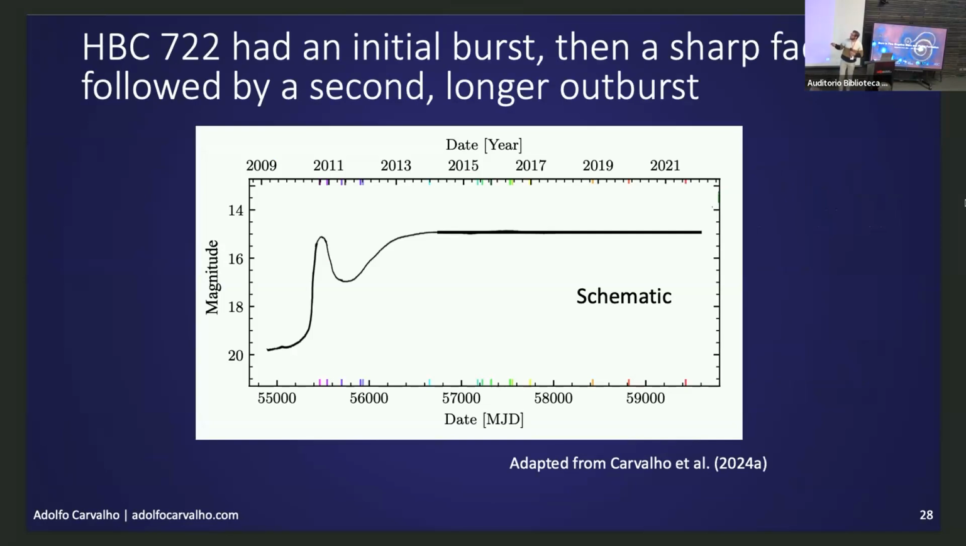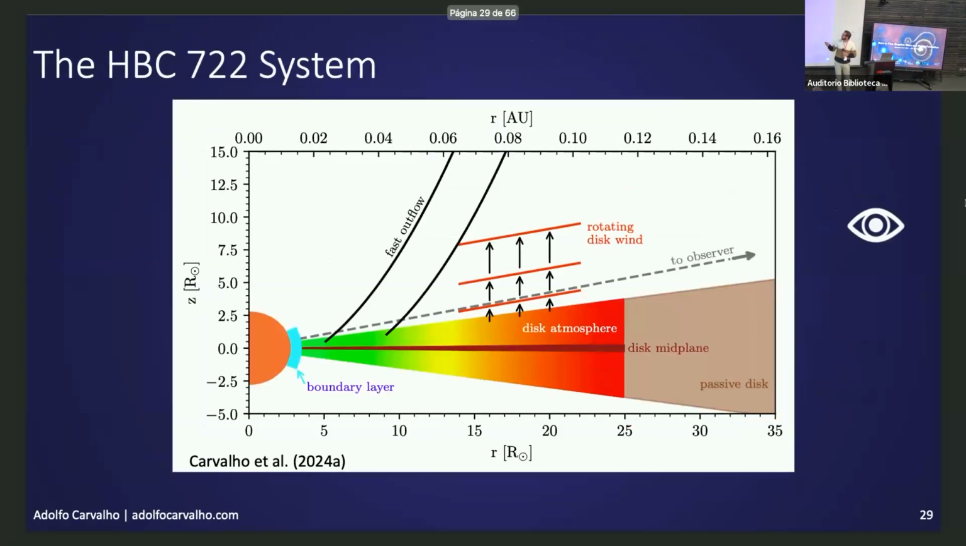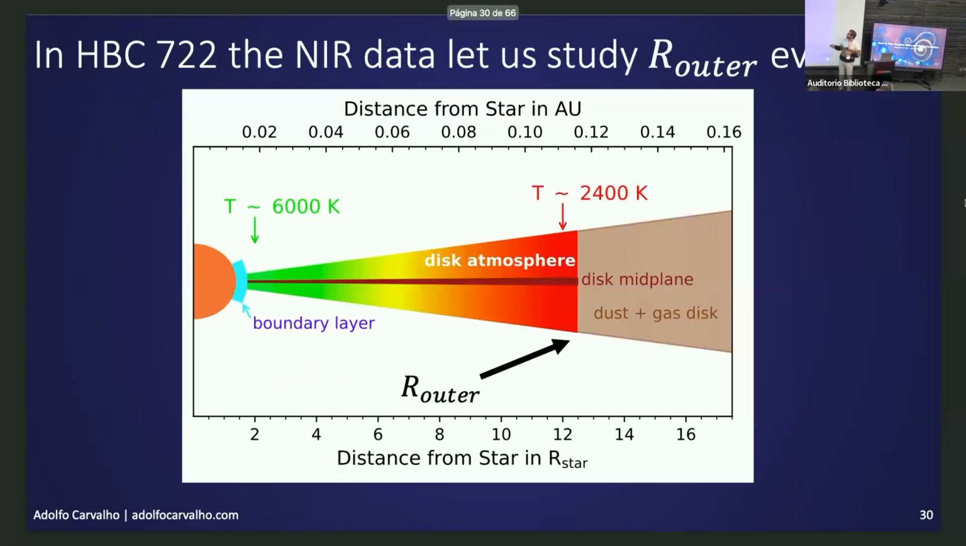So I'm going to call these the peak, the dip, and the outburst, the dip, and the plateau. This system we find seems a little bit more complex. It has clear evidence, at least during the dip, of a very strong fast outflow, but otherwise we still see this rotating disk wind, and it's a little bit cooler. It's only at about 6,000 Kelvin at the innermost region.